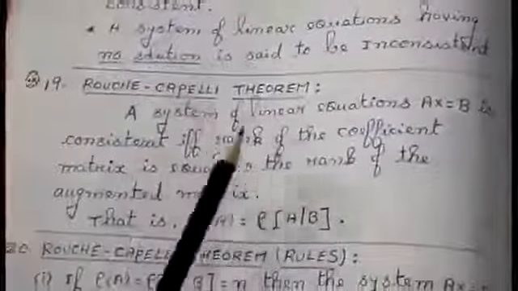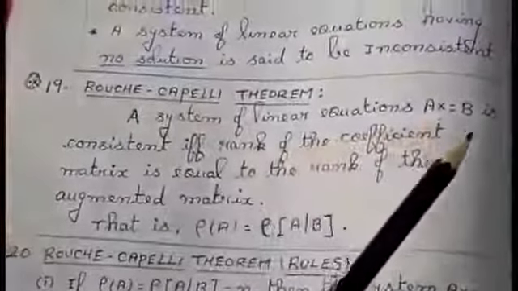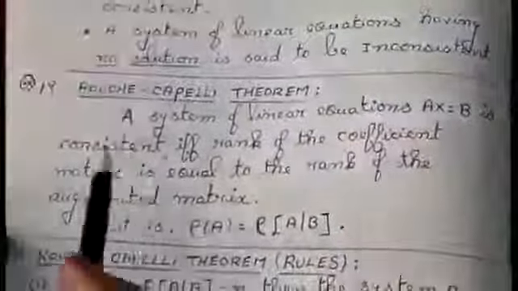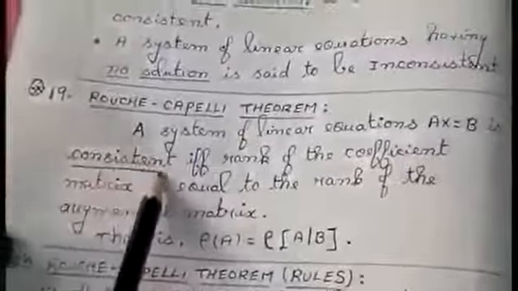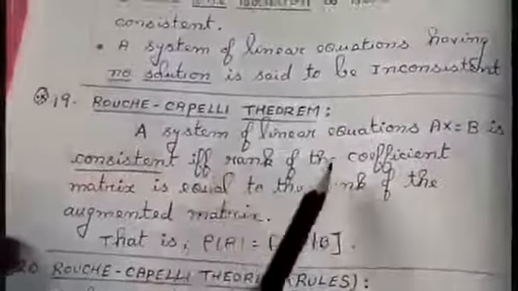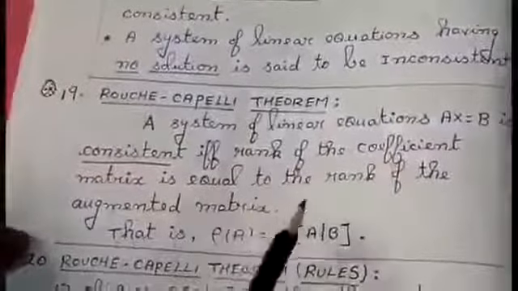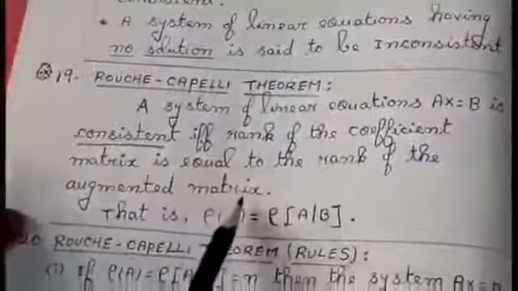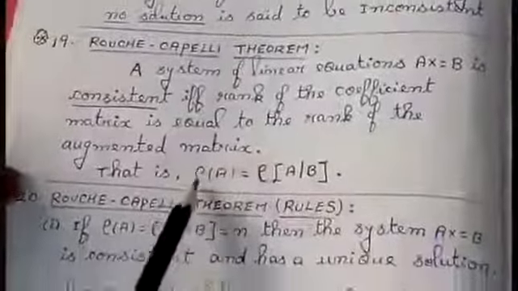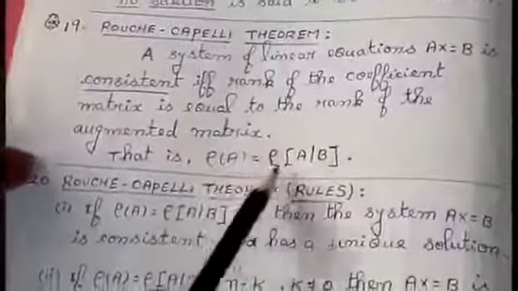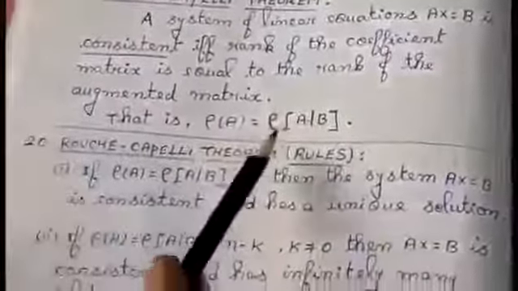Next, the Rouché-Capelli theorem. This theorem is important. A system of linear equations Ax equal to B is consistent, just see the word, it must be consistent if and only if the rank of the coefficient matrix is equal to the rank of the augmented matrix. They are given in symbol form, that is, rank of A is equal to rank of AB.